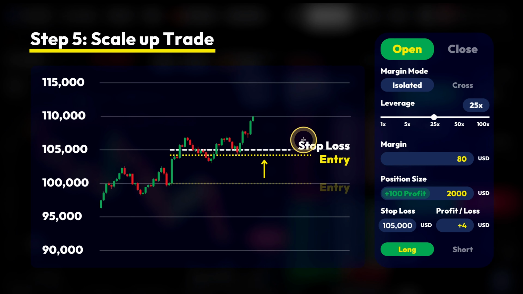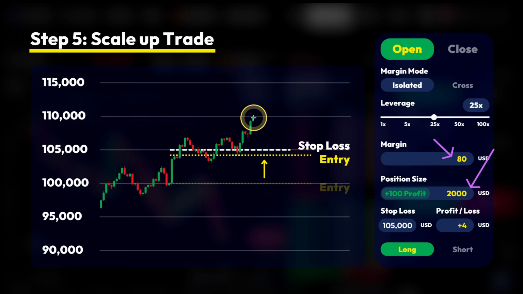We now have a solid trade with minimal stake, the stop loss is above our entry, and we can simply let it run. But we still have the option to further scale up this trade and thus increase future profits. If, for example, we add another $1,000 to this trade, we increase our position size to $2,000 and the margin from $40 to $80. What then happens is our entry price also, of course, shifts upwards to around $104,700, but still remains below our stop loss.